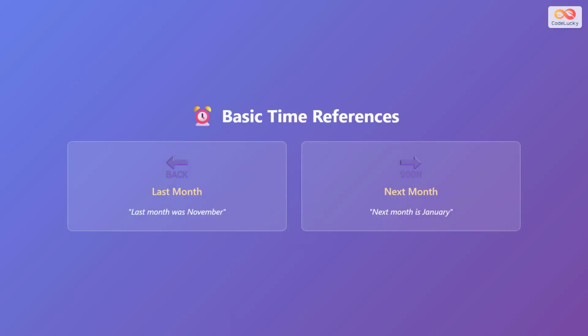Let's start with the basic structure. We have two main expressions, last month and next month. Last month refers to the month that already passed. Next month refers to the month that is coming. These are simple but very important for everyday English conversations.